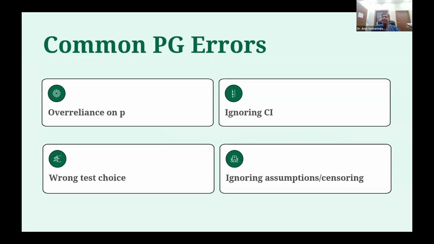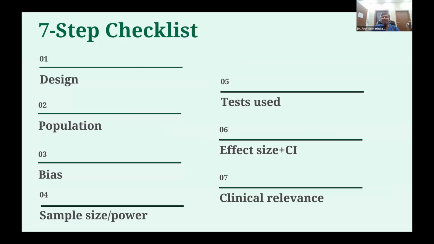So, checklist: check the design, check the sample population, look for biases, look for the power and sample size, what test has been used, what is the effect size, how much is the confidence interval. In the end, never miss how relevant it is to your clinical practice. This is the most important thing.